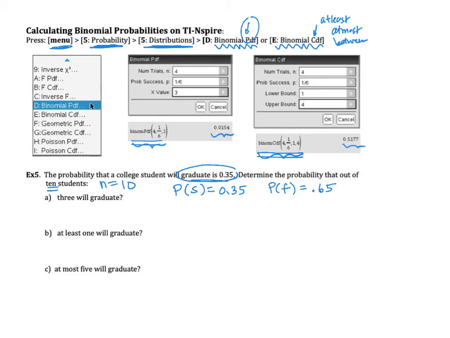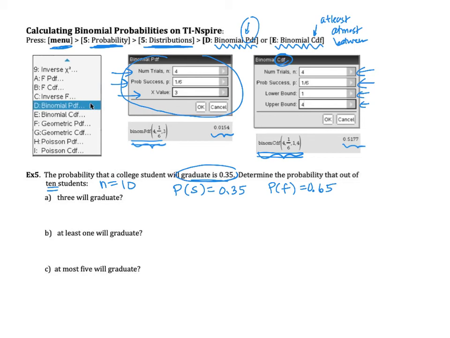Okay, we really don't need the failure when we're using our calculator. You can see up here, we just need to know the number of trials, the probability of success, and which particular value we're looking for. If it's CDF, if it's cumulative, we need the number of trials, the probability of success, and then we have our lower bound and upper bound, and we'll talk about that when we do these examples down below.